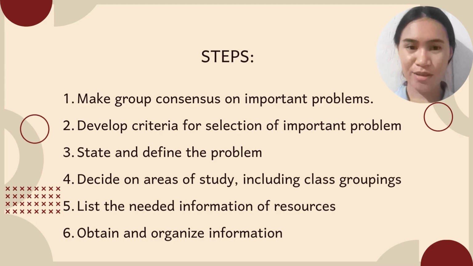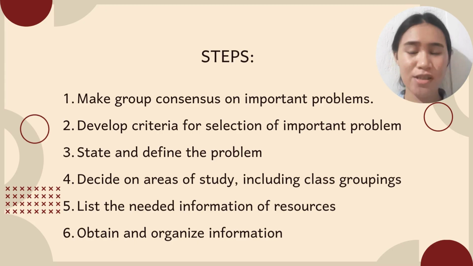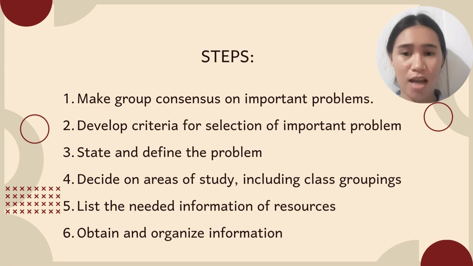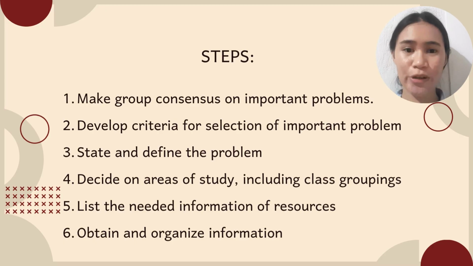So there are 11 steps. The first step is make group consensus on important problems. Second is develop criteria for selection of important problem. Number 3 is state and define the problem. Fourth is decide on areas of study, including class groupings.